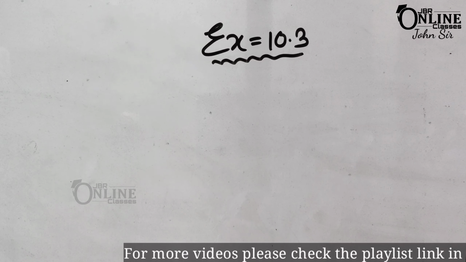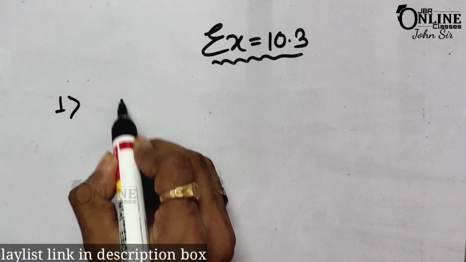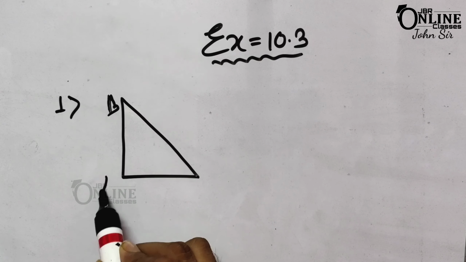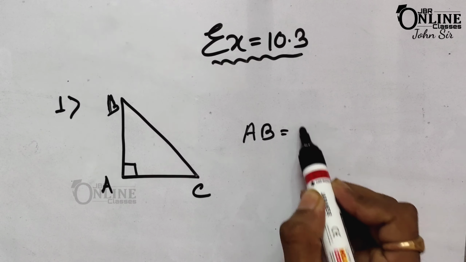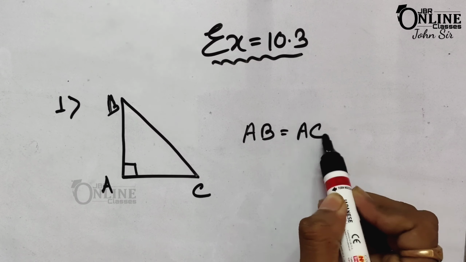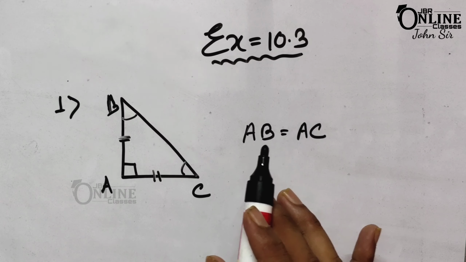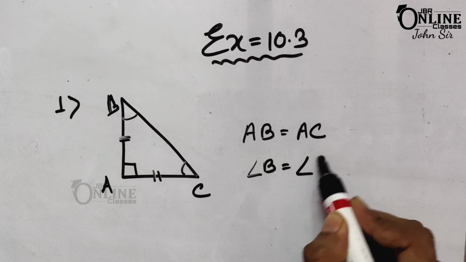Okay, so in sum number 1, triangle ABC is a right angle triangle, and angle A equals 90 degrees. As AB equals AC, find angle B and angle C. All of you know that if AB equals AC, that means these two sides are equal, so this is an isosceles right angle triangle, and if these two sides are equal, then definitely these two angles will always be equal. So angle B equals angle C.